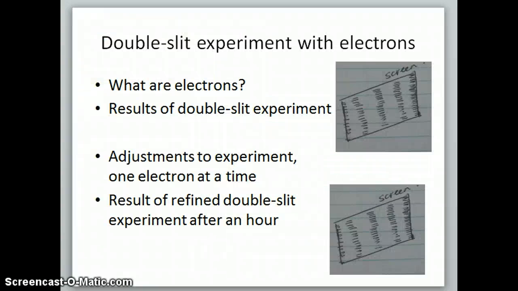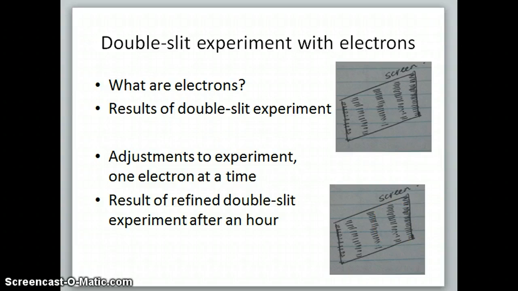What are electrons? They are part of an atom, so we would naturally think that these are particles. So they sent them through a double slit experiment, and what they found is that it showed the interference pattern of a wave. They were like, well, what's going on here? These are electrons, they're charged, maybe they're interfering with each other. So they adjusted the experiment. They would shoot out one electron at a time, came back an hour later, and they had the same result. They had an interference pattern on the screen.